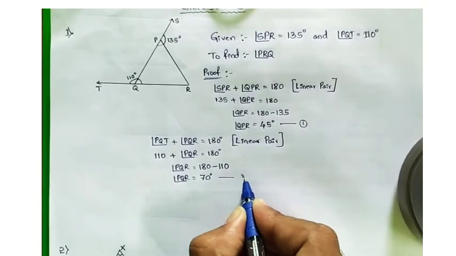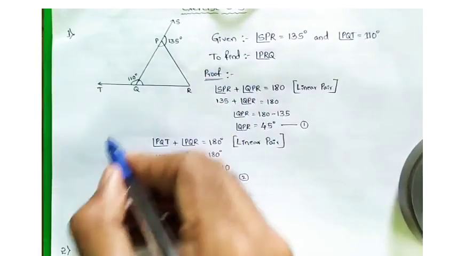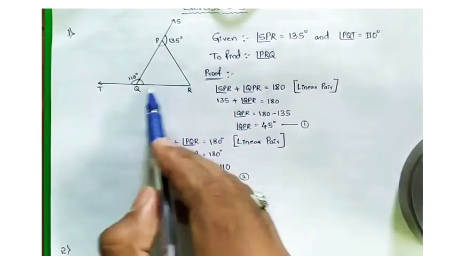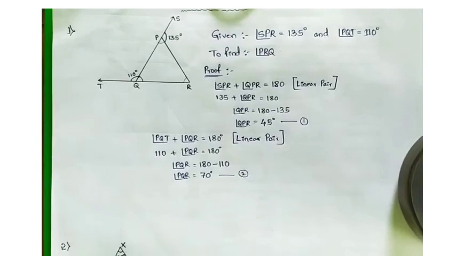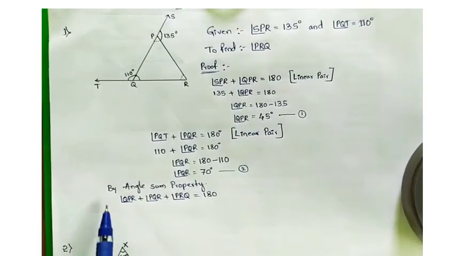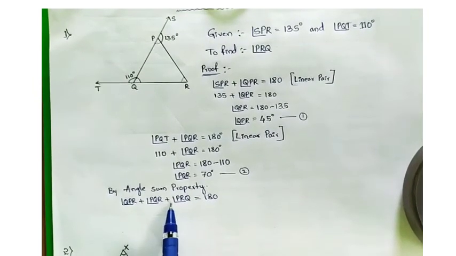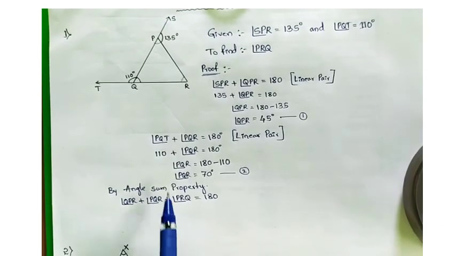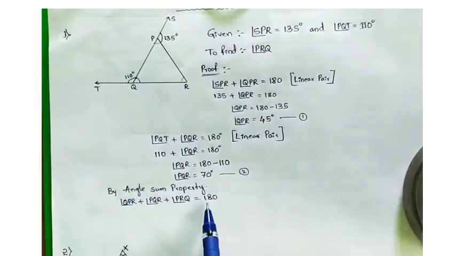So let's take question number 2. Okay, so now we got the two inside angles. Now we have to find the PRQ, which is our third angle of that triangle. So what our angle sum property says? So by angle sum property, QPR plus PQR plus PRQ equal to 180 degree. So if you add all three inside angles of the triangle, you will get 180.